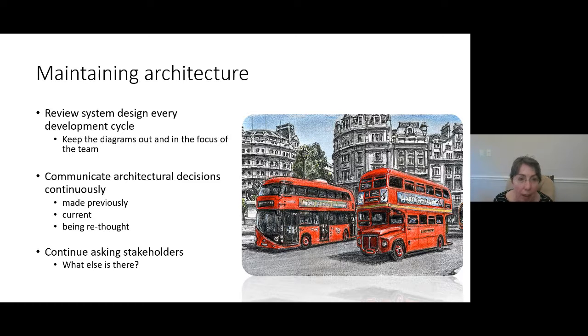And finally, you have to continue talking to stakeholders. What do we not know? It's important for us to understand the domain to make sure that the system architecture represents it well. And domains change too, so stakeholders change. You can get different points of view over time simply because new people come in.